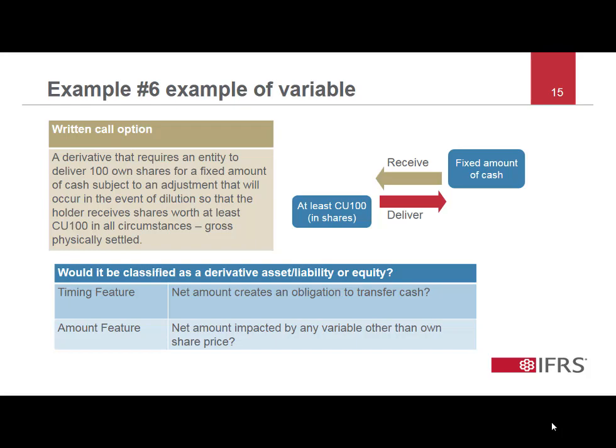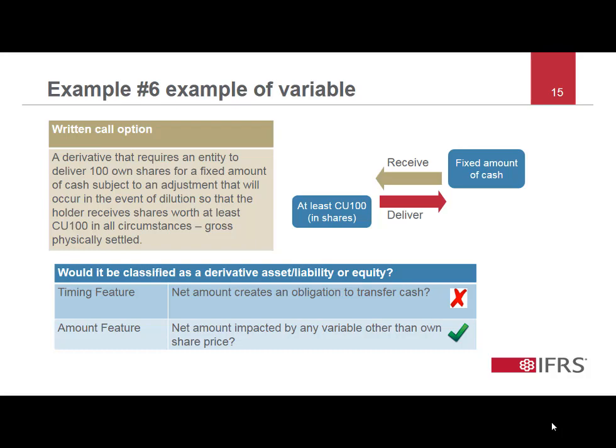The option is settled on a gross basis. If exercised, the entity delivers own shares and receives cash. Let's ask two questions. One, whether the net amount creates an obligation to transfer cash. The answer is no, because the contract is settled on a gross basis. The entity delivers own shares on settlement. Question number 2, whether the net amount is affected by any independent variable. The answer is yes. The other leg does not introduce a variable that affects the net amount because it is a fixed amount of cash in the entity's functional currency.